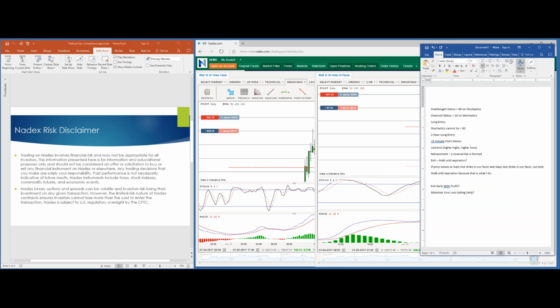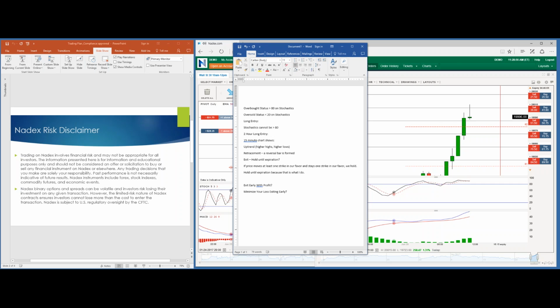Well, let me get my directions back up here. And minimize your loss exiting early. Now this reversal bar tells me what? Well, it tells me that more likely than not, the next bar is going to go against me. So if a reversal bar forms during my trade and I'm not in the money, then take the existing loss. Does everybody understand that?